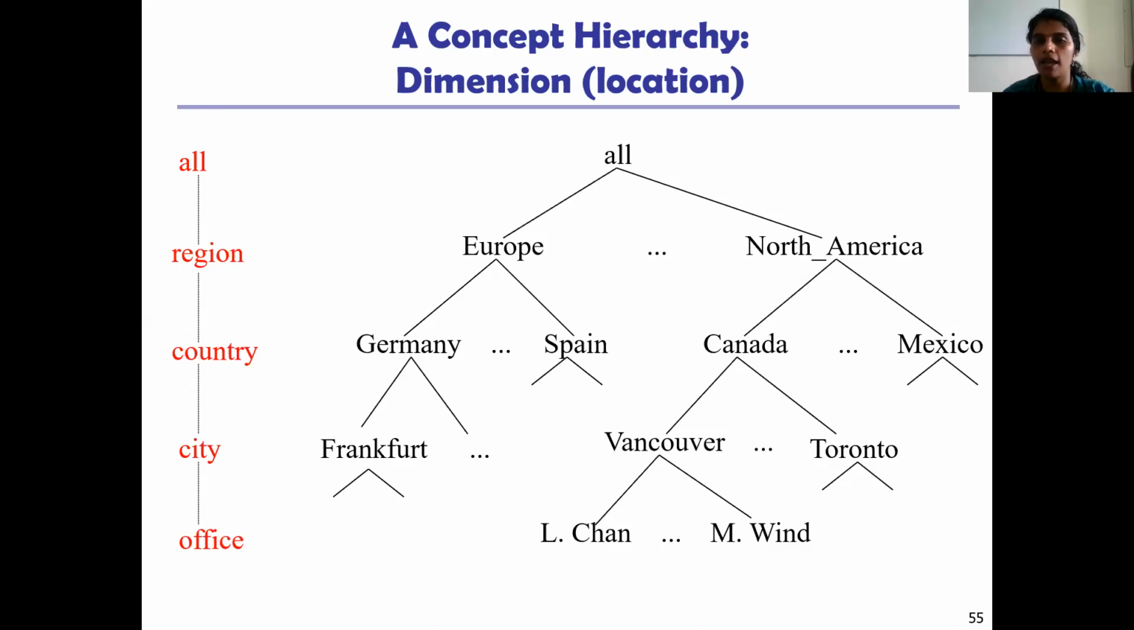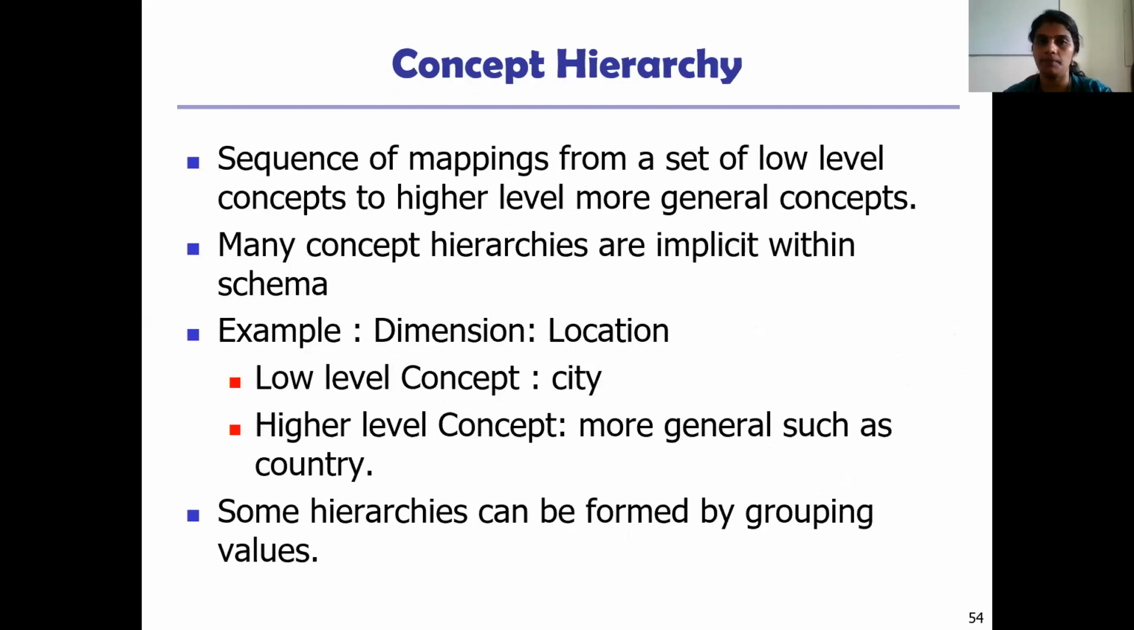Another example, regarding the price, is not implicit in the schema. Instead, we are grouping it. Using the grouping concept, we define the concept hierarchy as expensive, moderately expensive, inexpensive, or else specify the actual price of each item. So you can define at any level of the concept hierarchy. So this is about concept hierarchy.